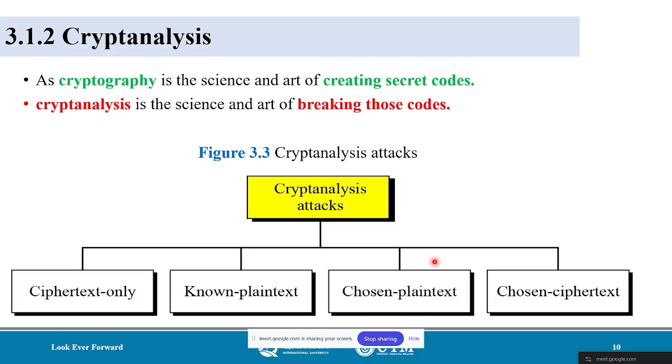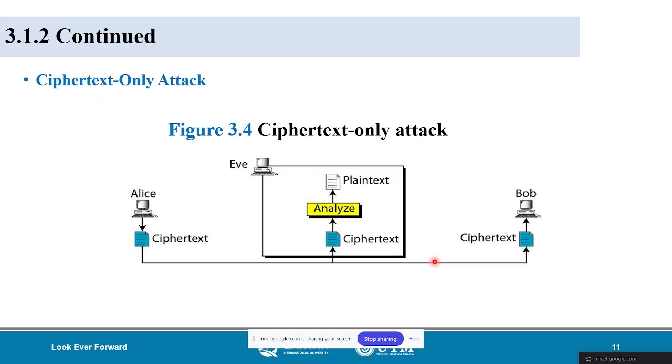Now, what does each one mean? We will explain it. Now, the ciphertext only. Alice will send the ciphertext to Bob. Bob gets the ciphertext. However, Eve is in between. This is the hacker in between. Eve will get the ciphertext and she will try to analyze it to get the plaintext. Will she be successful or not? This is the topic for another chapter. However, in here, she will try to analyze the ciphertext.